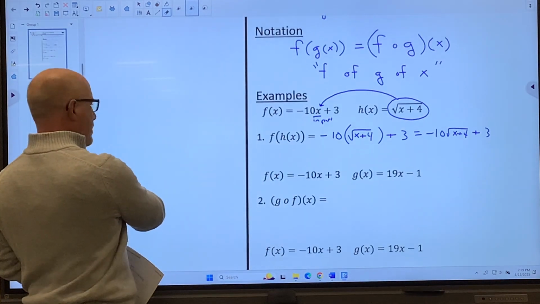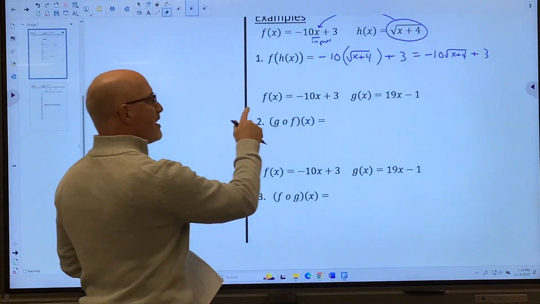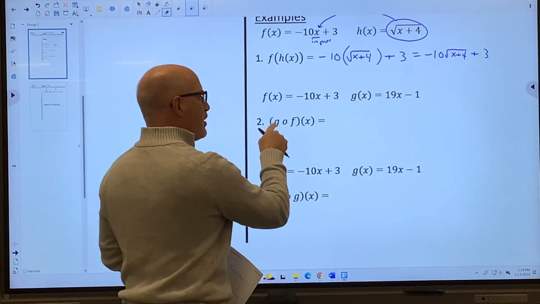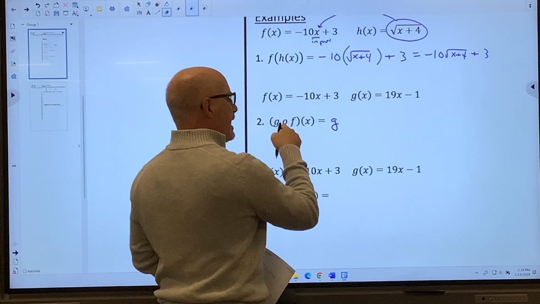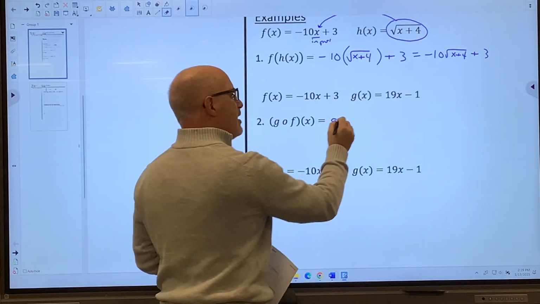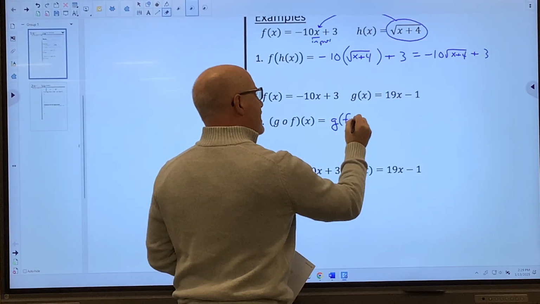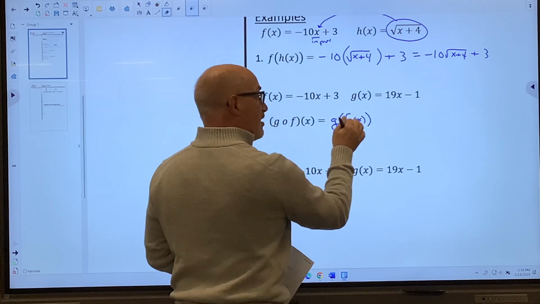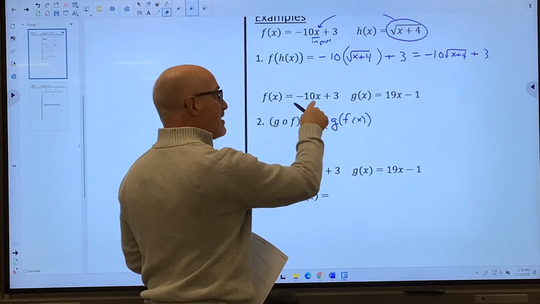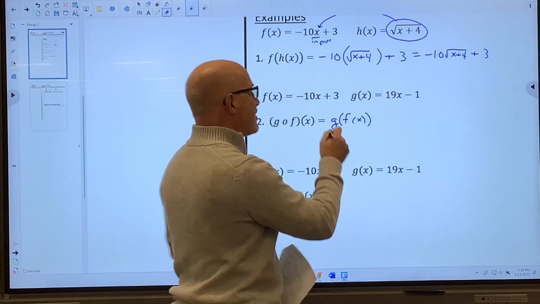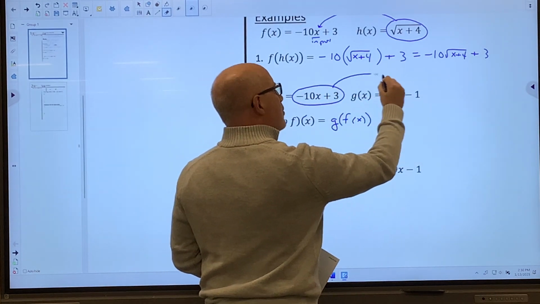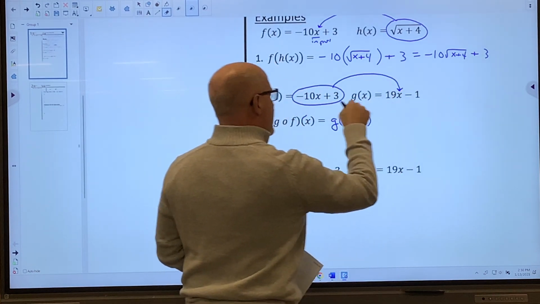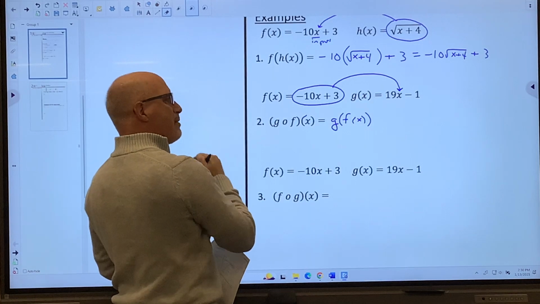Let's try this next one. This is f and g. We want to do g of f of x. I like rewriting it when it has this open circle notation. I like rewriting it this way so that I can clearly see that the f of x is going into the g of x. So this function here becomes the input in the other function, because g of x is further away from the x.